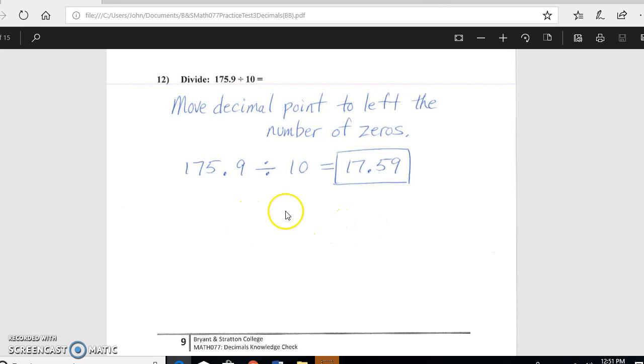So back in a previous problem, we multiplied by factors of 10. When we're multiplying, we move the decimal point to the right. We make the number bigger. When we are dividing by factors of 10, we move the decimal point to the left. We make the number smaller.